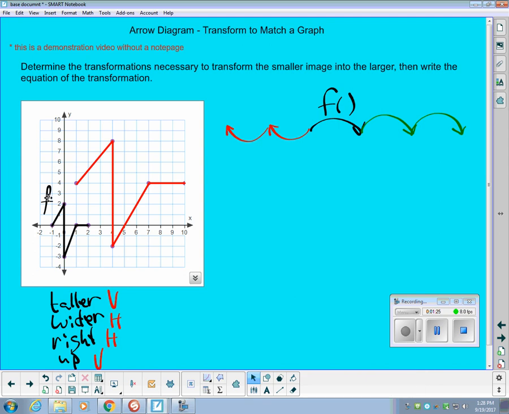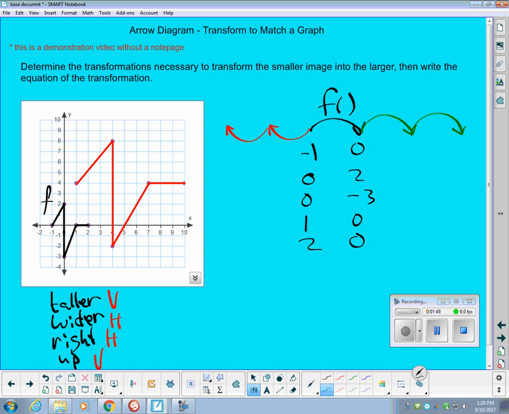Okay, now I'm going to go and I'm going to grab some points. The points on my parent over here are at -1, 0. I've got one at 0, 2. I'll put them in connect the dots order. I've got one at 0, -3, at 1, 0, and at 2, 0.